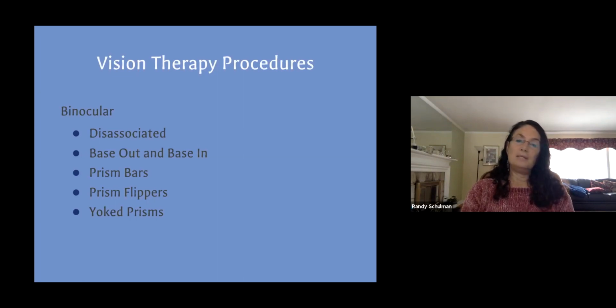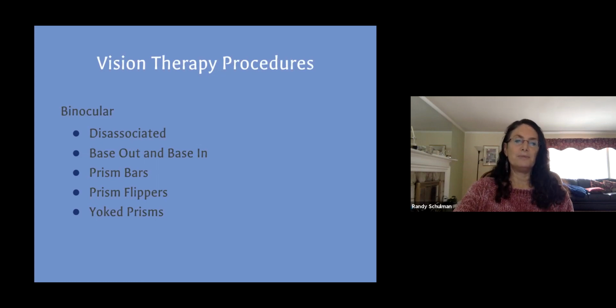And then base out and base in flippers. I know people typically just use lens flippers, but I think using the prism flippers are really great too. And prism bars. So you can do a vectogram and add prism bars too. So you're doing a monocular activity, or you've got the monocular engagement. Say if they have an eye turn or an esotropia, you might just use the prism bar and then decrease the prism bar on a static vectogram.